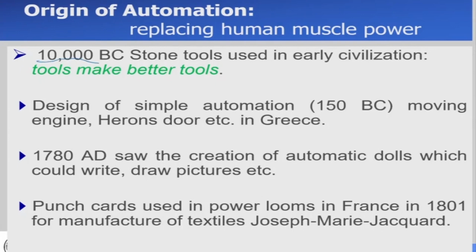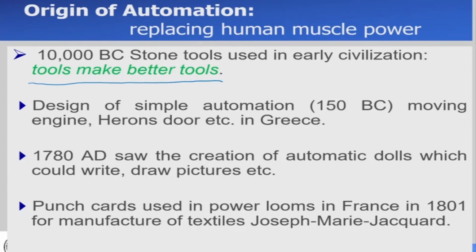Okay, this is a very, very long time ago, where human beings made tools to make their life simpler. Initially they made stone tools, then iron tools, then copper tools. So tools were used to make better tools, and human beings are tool makers, and tools make better tools. So in terms of the Stone Age, we can say stone tools, iron tools, copper tools, like that.